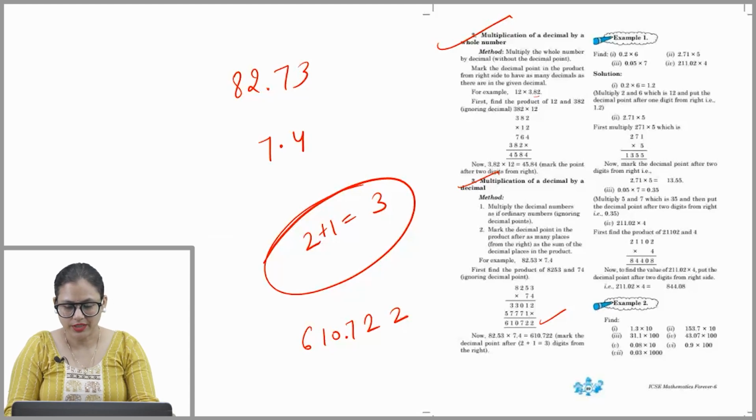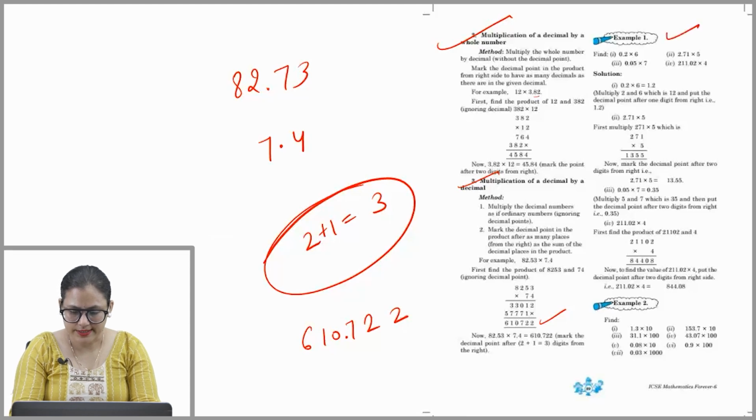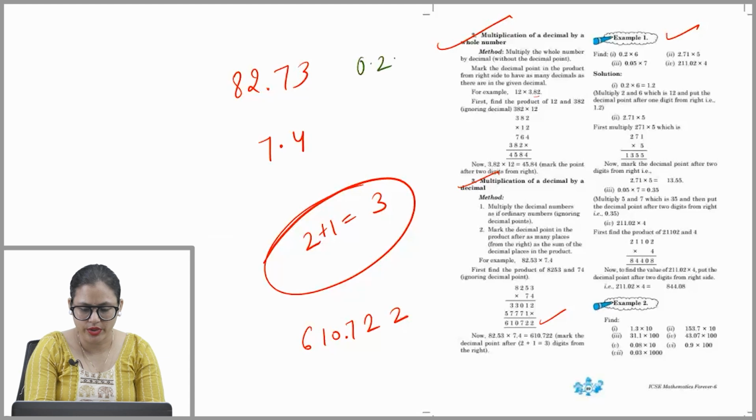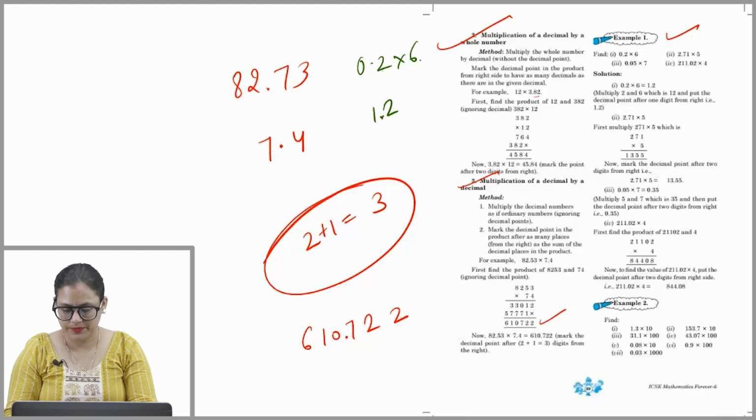Okay. Now let's do the example. 0.2 into 6. 0.2 into 6. 2 sixes are 12. Now place the decimal after 1 digit, that is 1.2. Okay.